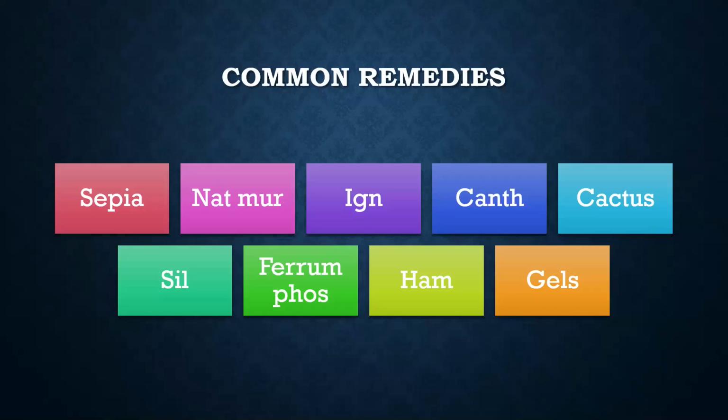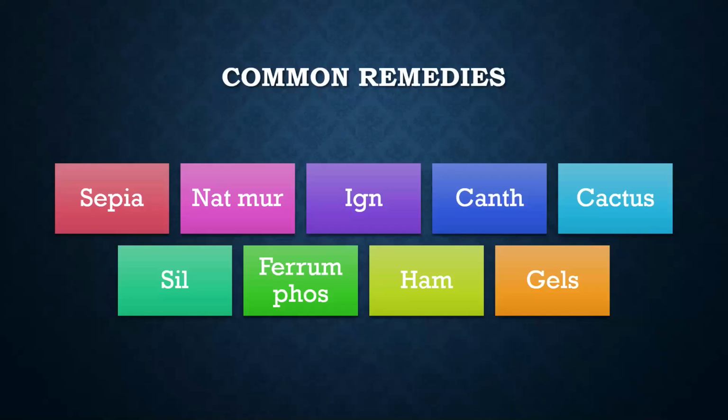Then we have Ignatia. Ignatia is referred for vaginismus with sore pain in the vagina during intercourse, and vagina and vulva can be inflamed. Next is Cantharis. Cantharis is given for involuntary vaginal muscle spasm and irritation of the vulva. And in this, the genitals are usually oversensitive.